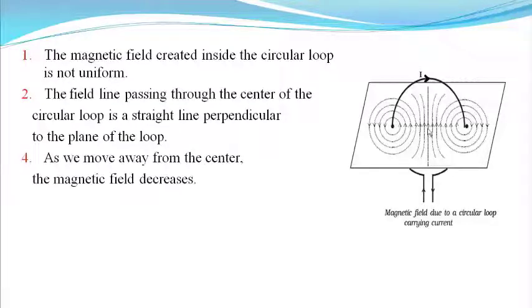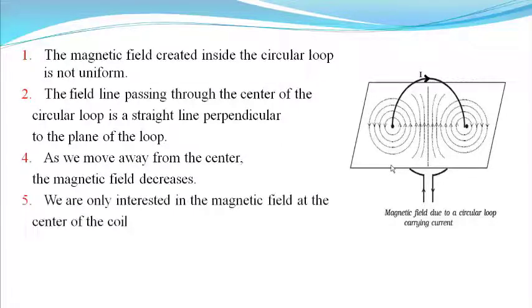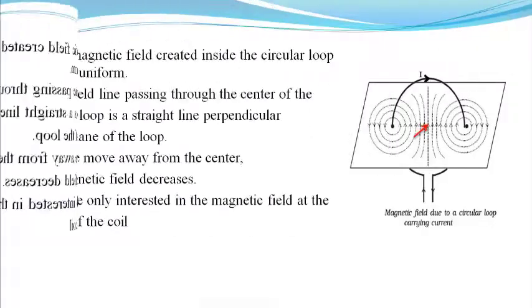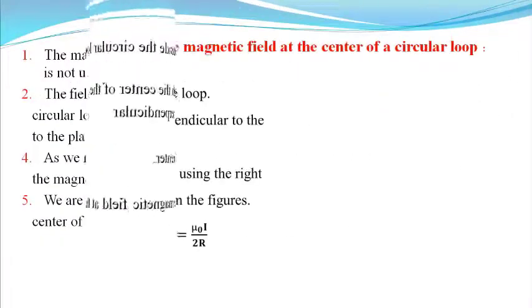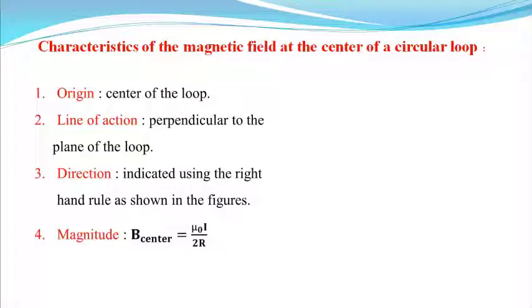In addition, as you move away from the center, the magnetic field decreases. So, the magnetic field at this point is much greater than the magnetic field at this point, since the magnetic field and the distance are inversely proportional. We are only interested in the magnetic field at the center of the coil. This is the center of the coil. Now, we want to characterize the magnetic field created at the center of the circular loop.